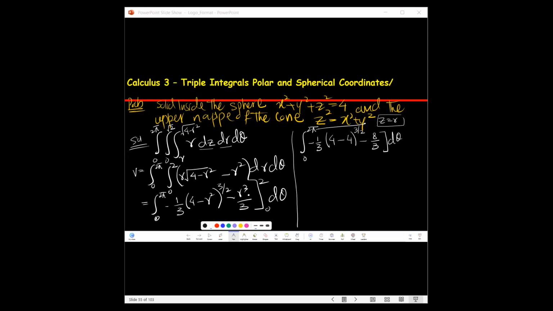And when you substitute 0, not everything becomes 0, so we need to do the 0 part. I'm going to do this part, and then minus plus 1 over 3, 4 to the power 3 by 2 d theta.